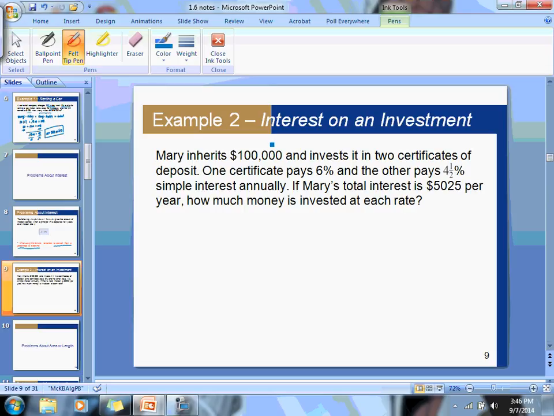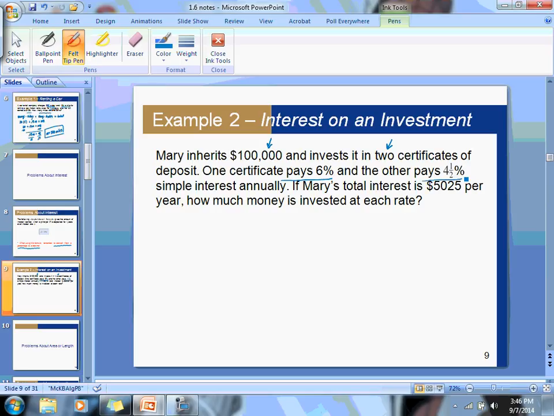So we know how much money she inherited originally. That was our $100,000. We know she's got 2 different CDs or 2 different accounts that she's putting it into. We know one has a rate of 6% and the other has a rate of 4.5%.